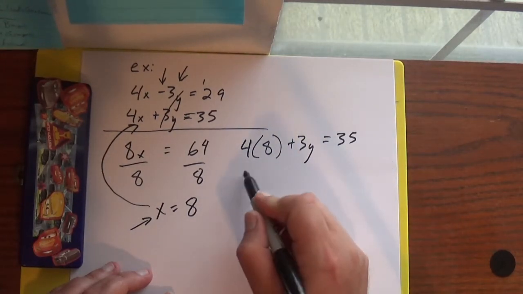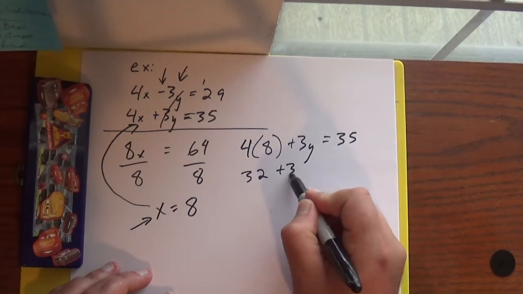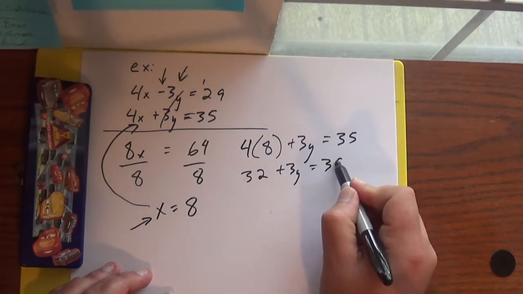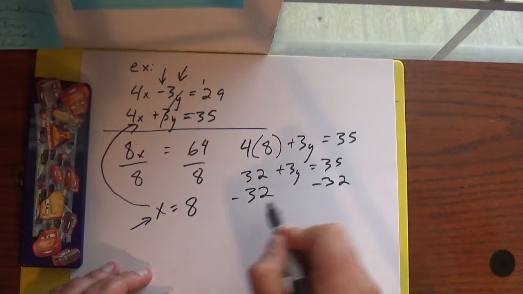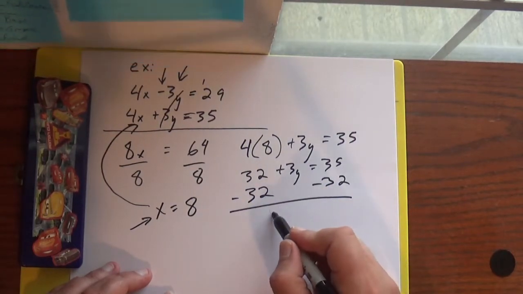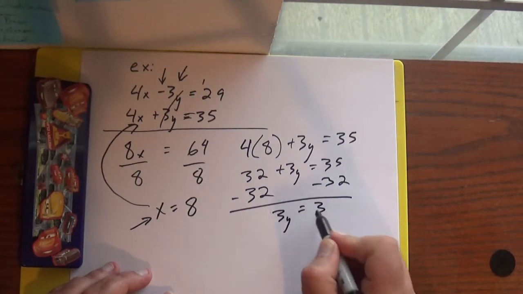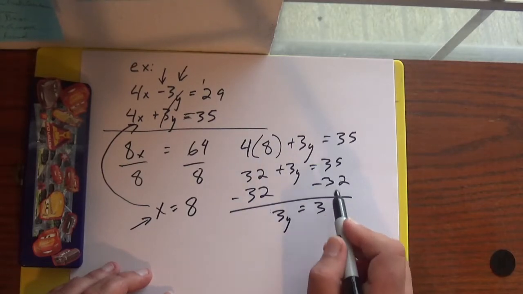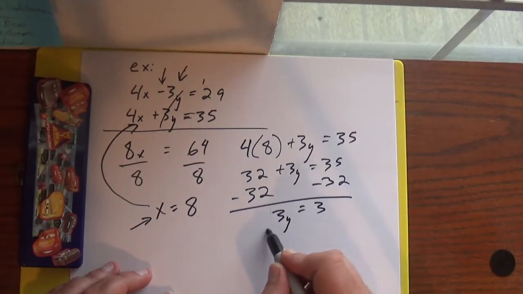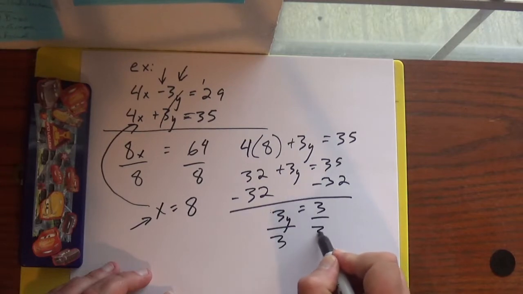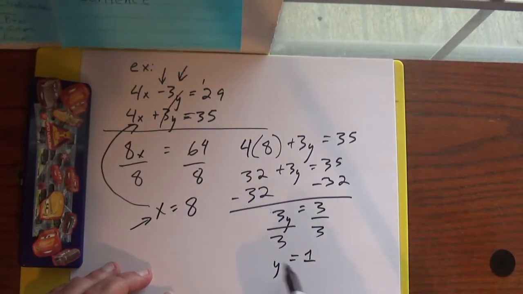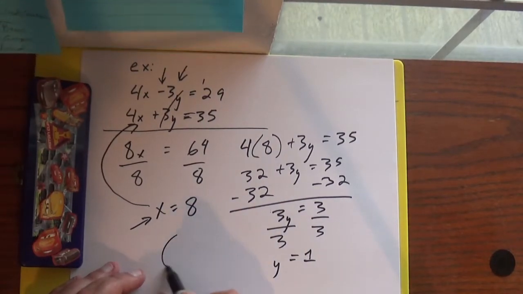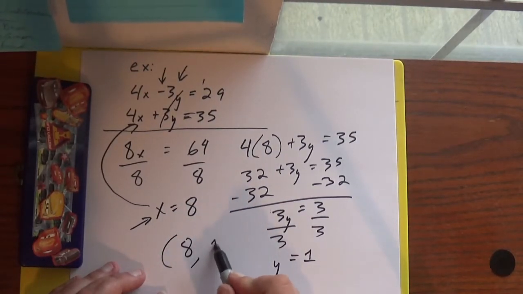We're going to multiply these out. I'll subtract. Subtract. My y comes down. My equals comes down. 35 minus 32 is 3. And now I divide. So y is 1. And now I've got 2, so I need coordinates. So 8, 1.